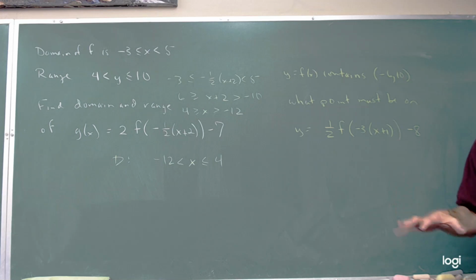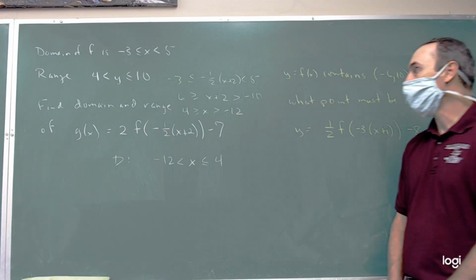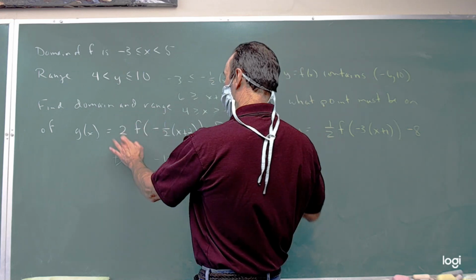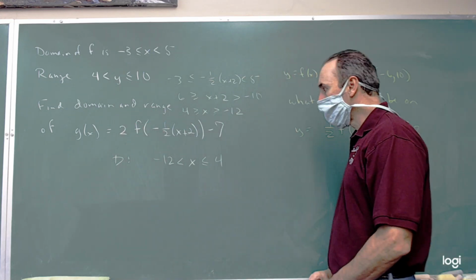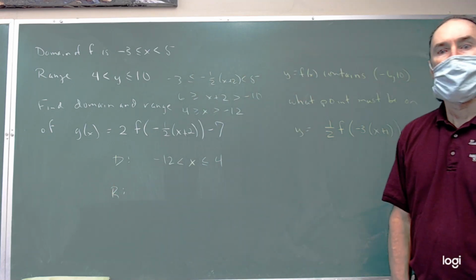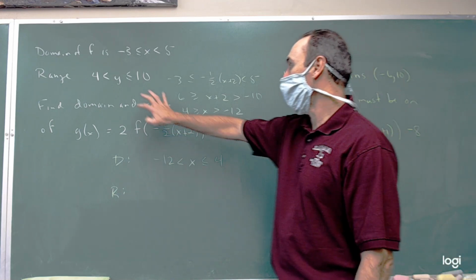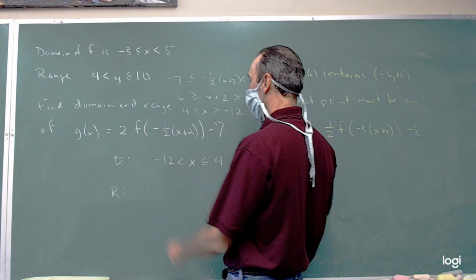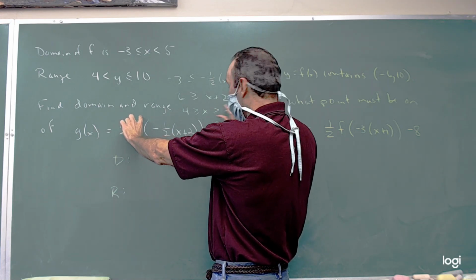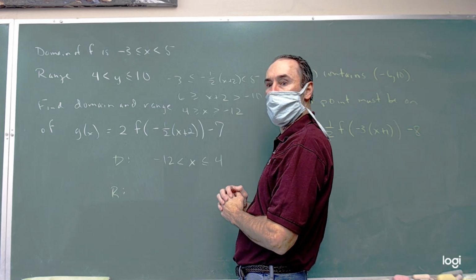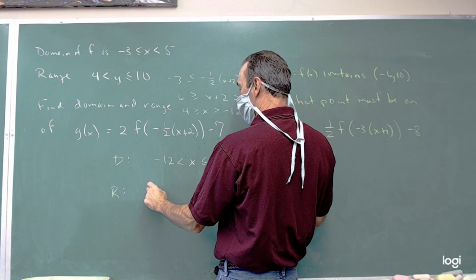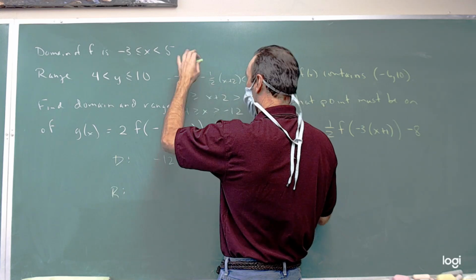Now the range kind of works the other way around. You're going to take what you've got and then do these things to it. So at least that's the way I think of it in my head. So we're going to take whatever y values we have. That's what's coming out of this f. That's going to get multiplied by 2 and then have 7 subtracted from it. So the multiplying it by 2 is going to make that be, this is in between now, so maybe I'll put it up here.